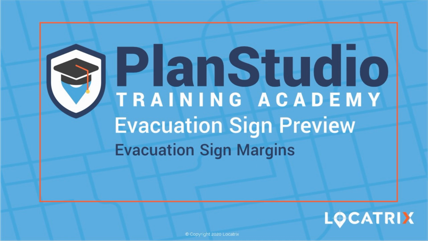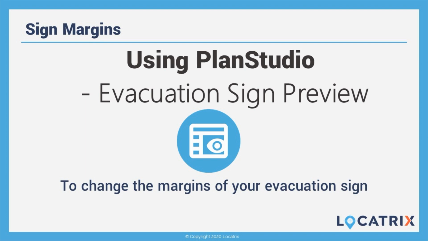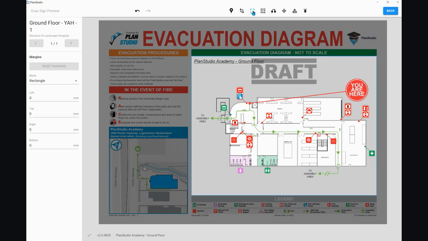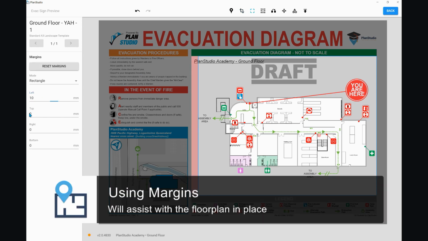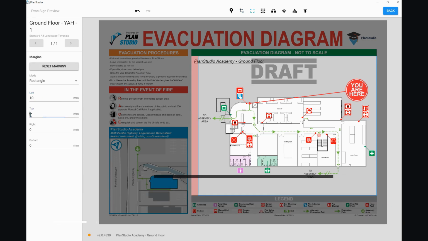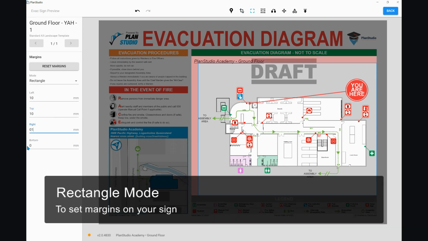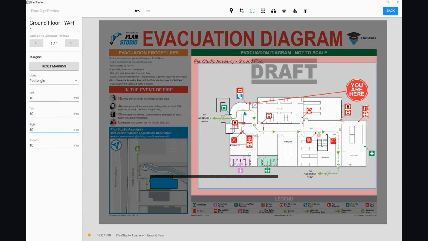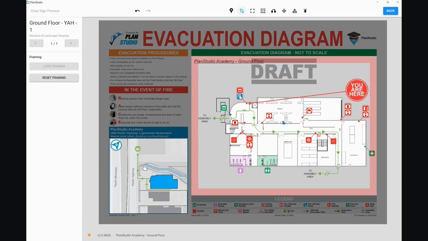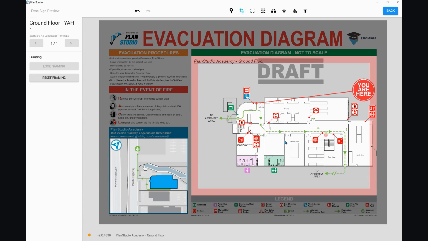Margins. The margin tool is used in conjunction with the framing tool to help crop up large floor plans into smaller areas. By setting a margin, we can keep the edge of the floor plan from running off the side of the page. Using the rectangle option, we will set our page to have a 10mm margin on all four sides, so that we will create a nice even margin around the entire floor plan area.